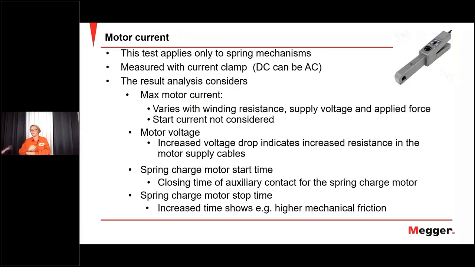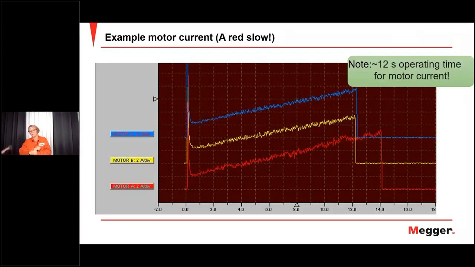And here you have one of those examples. Another thing you must notice here is that normally when we talk about operations of circuit breakers, they operate within 25 to maybe 40 milliseconds. But when you measure the motor current, you need to use another measurement time. And this is quite a short one with 12 seconds, but they can be up to maybe 20, 25 seconds. So it's a totally different measurement. You need to measure the whole motor time.